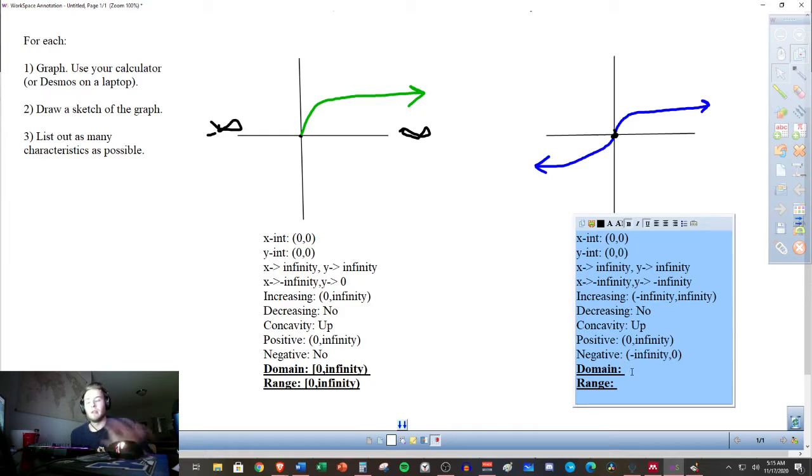Okay, domain and range. Again, I said this is the most important thing to note. So domain, what are all the possible x values? Actually, all of them are allowable. It's all real numbers, but we're going to put it this way: negative infinity to positive infinity is the domain.